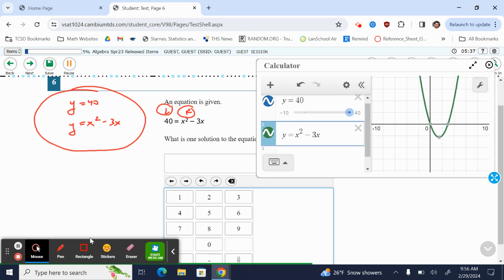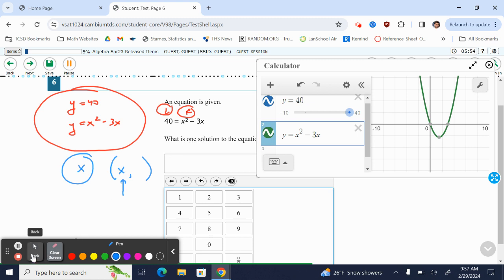Now notice that our original problem did not have y. We added y. So when I look at the graph, I don't care about the y. I'm looking for the x, which in an ordered pair is the first number, right? So I'm looking for where these two graphs intersect, and I'm looking at just the x value.